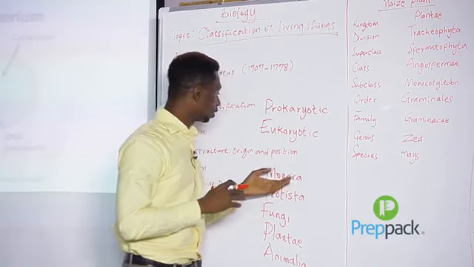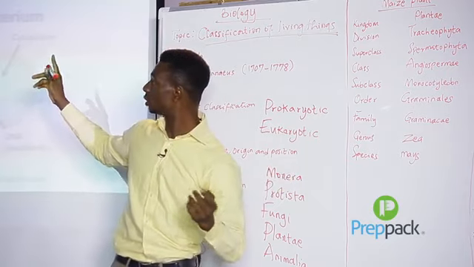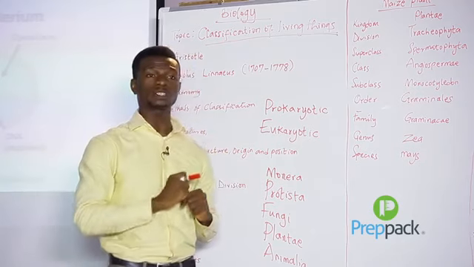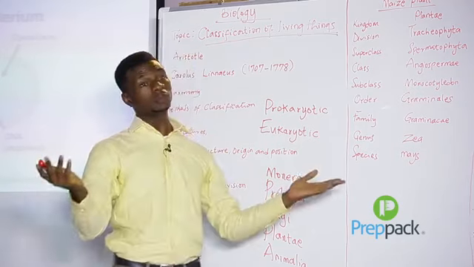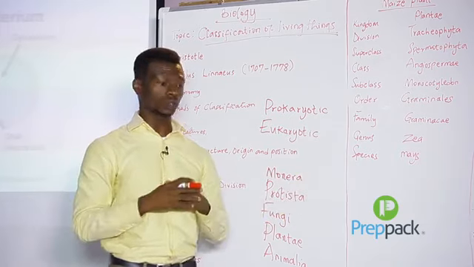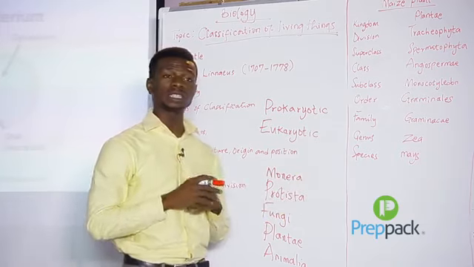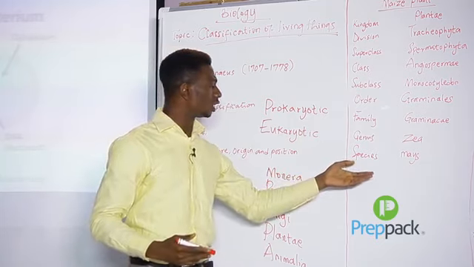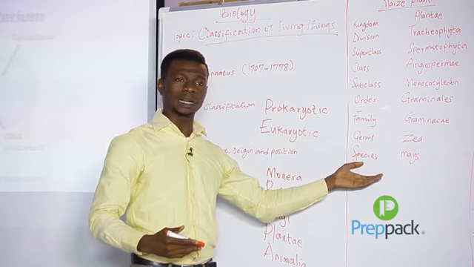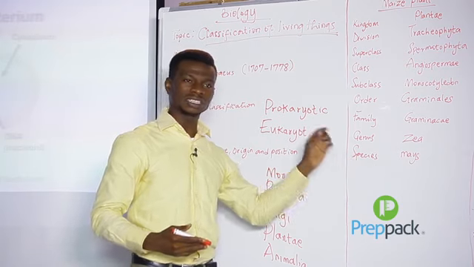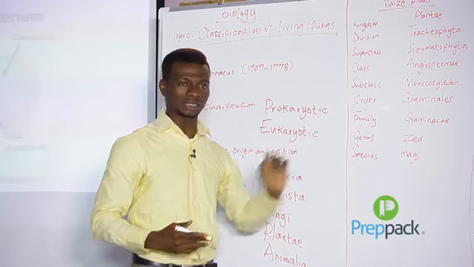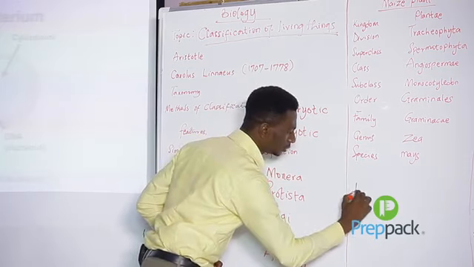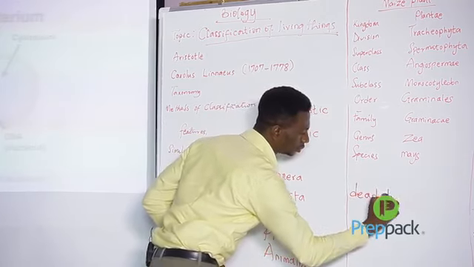For some of the other organisms in the Kingdom Monera, like we mentioned earlier on, bacteria, which is one of the very pronounced members in that kingdom. Most bacteria are saprophytic in nature. What do we mean by being saprophytic? They feed on dead, decaying organic matter.